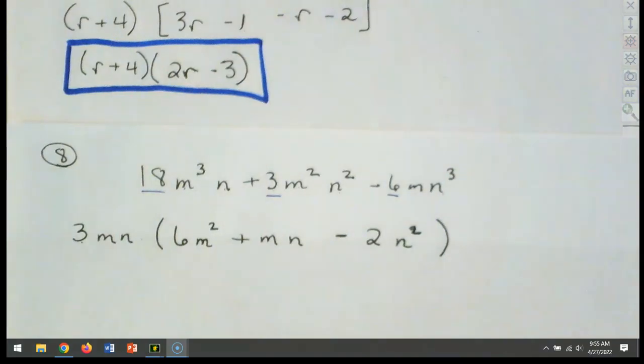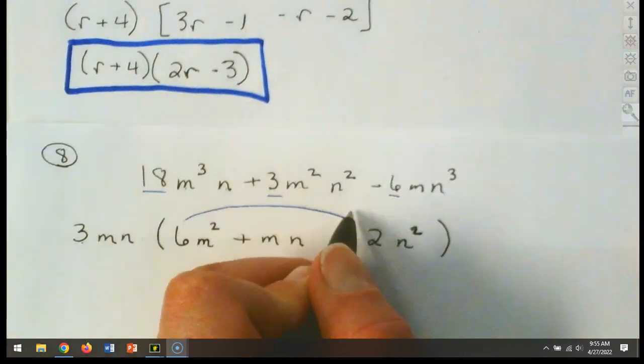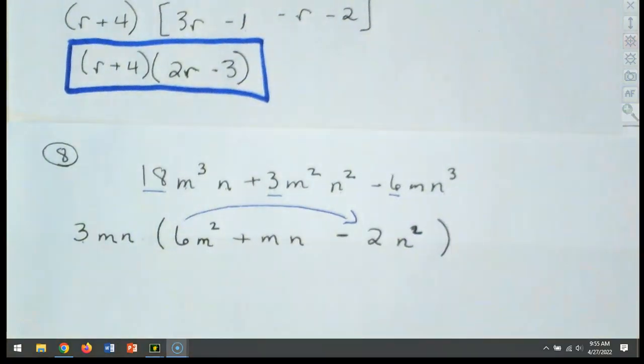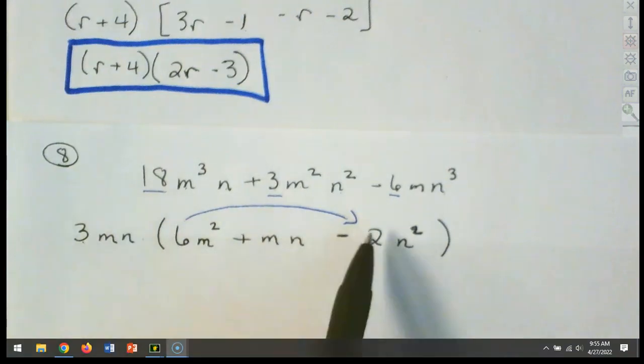Now, check for squares. Is 6 a perfect square? Nope. Is 2 a perfect square? No. If they were perfect squares, it might be a perfect square trinomial. But this one is not. So they are not squares. So what do we do? We take the first times the last. Why? Because we have 3 terms. 3 terms, what do we do? First times the last.